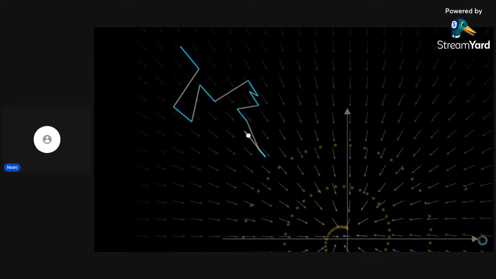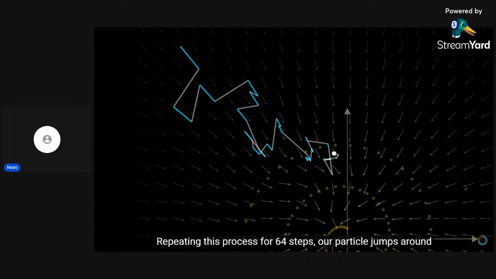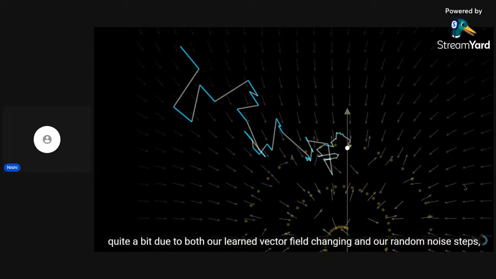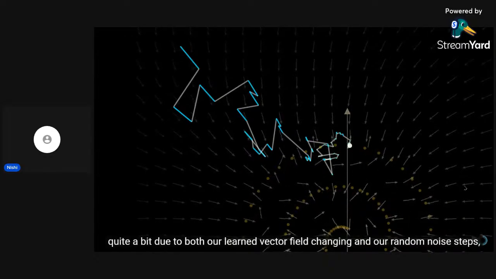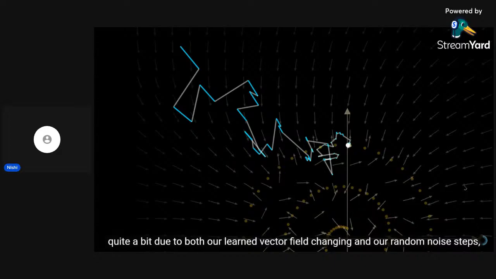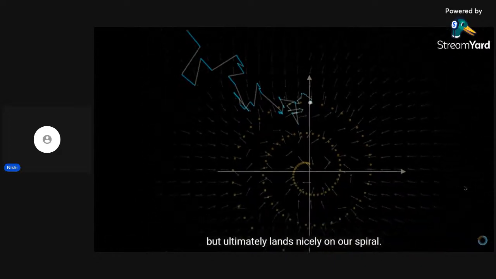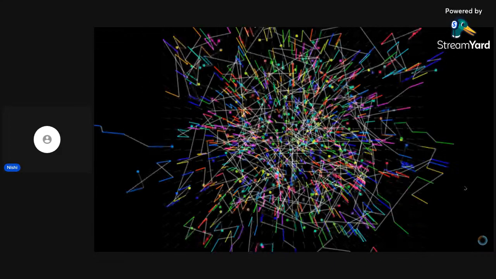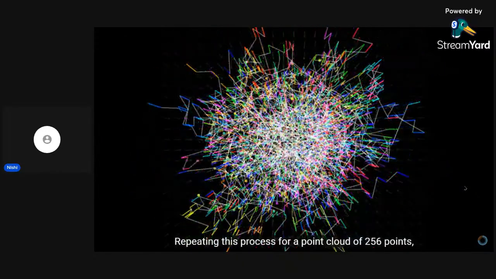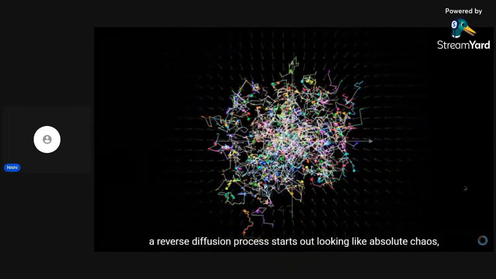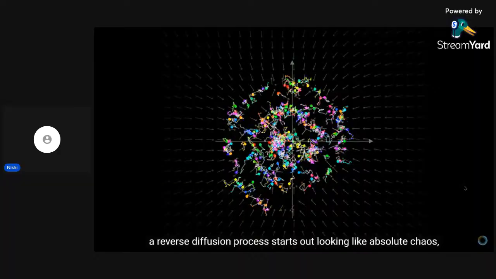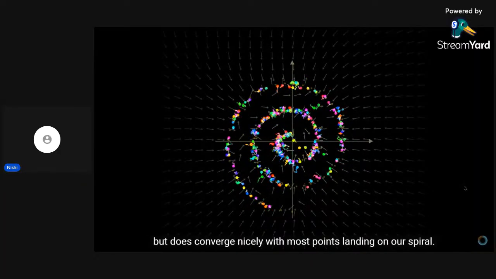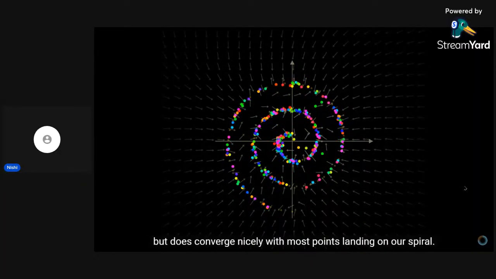Repeating this process for 64 steps, our particle jumps around quite a bit due to both our learned vector field changing and our random noise steps, but ultimately lands nicely on our spiral. Repeating this process for a point cloud of 256 points, our reverse diffusion process starts out looking like absolute chaos, but does converge nicely, with most points landing on our spiral.